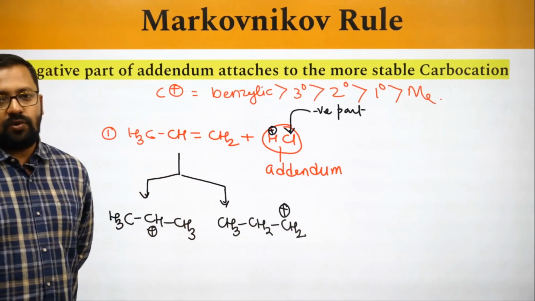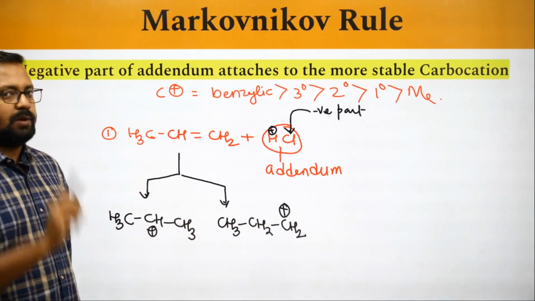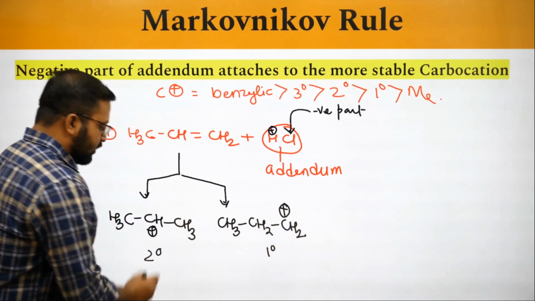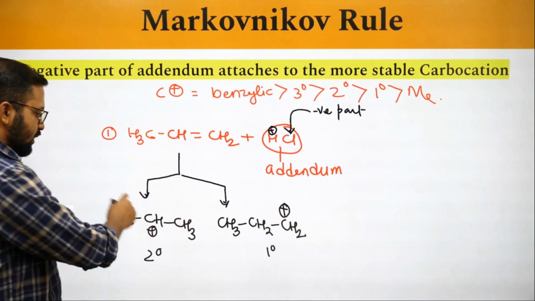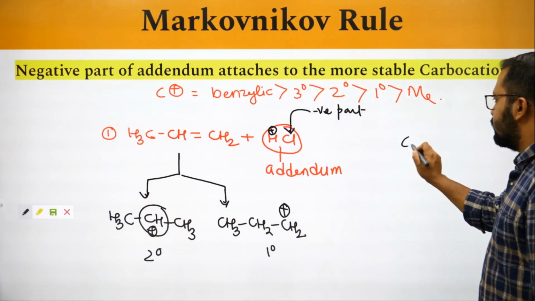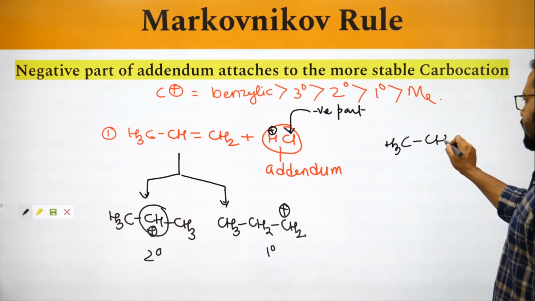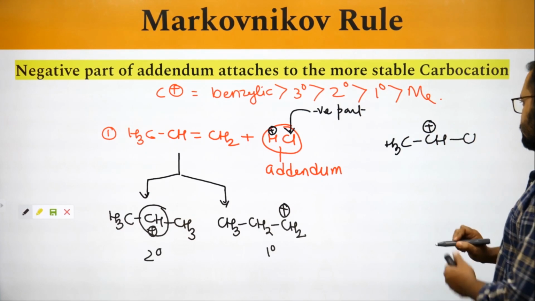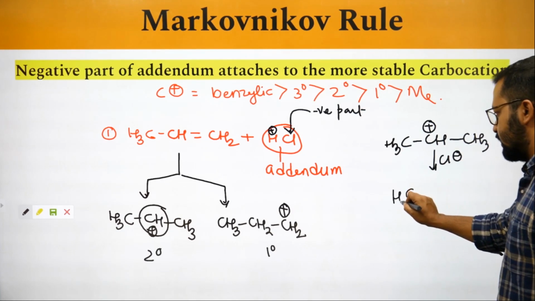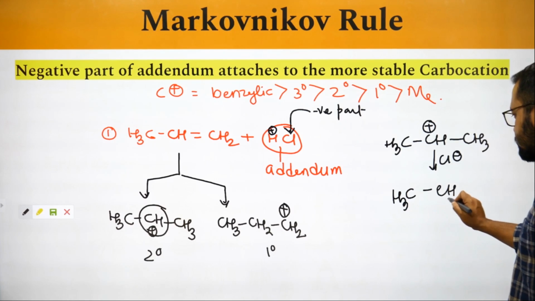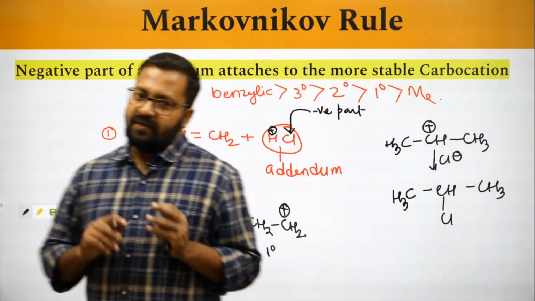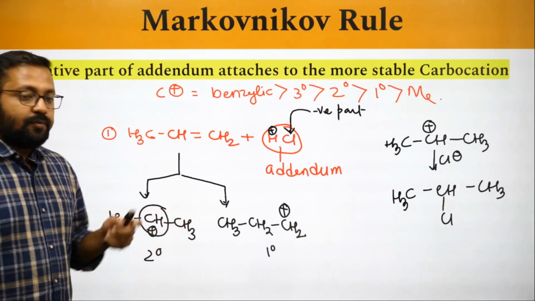Now where would Cl minus go and attach itself? Markovnikov rule suggests that it will react at the more stable carbocation. So this is 1 degree, this is 2 degree. So where would it undergo attachment? It will attach itself over here to form the product, which is this: CH3 CH positive CH3, which will react with Cl minus to form CH3 CH Cl CH3. Very simple. Let's look at a different problem.